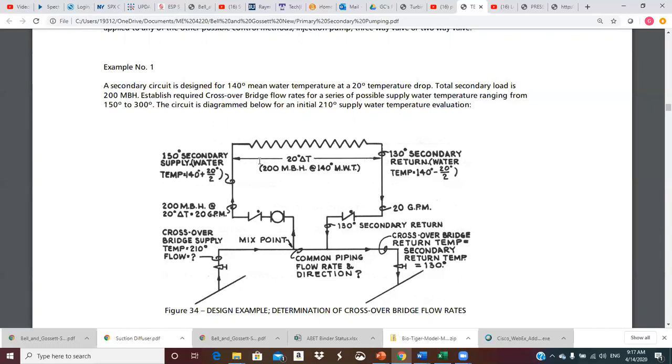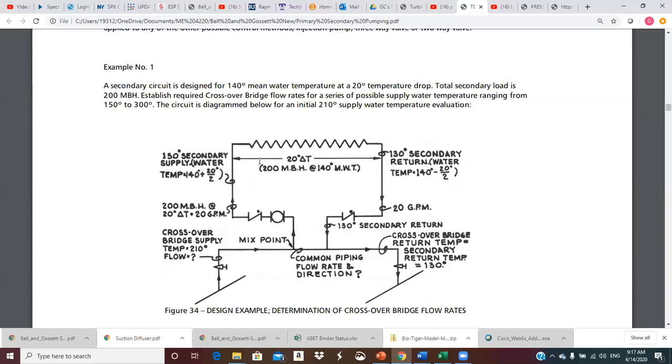So he's suggesting 210 and wants to know what the flow rate would be. Well, if you're 210 in and 130 out, then that's an 80-degree delta T on the crossover flow. And the energy dropped off still has to be 200,000 BTUs an hour. So use the same equation, Q equals 500 GPM delta T. And so Q is 200,000 again.